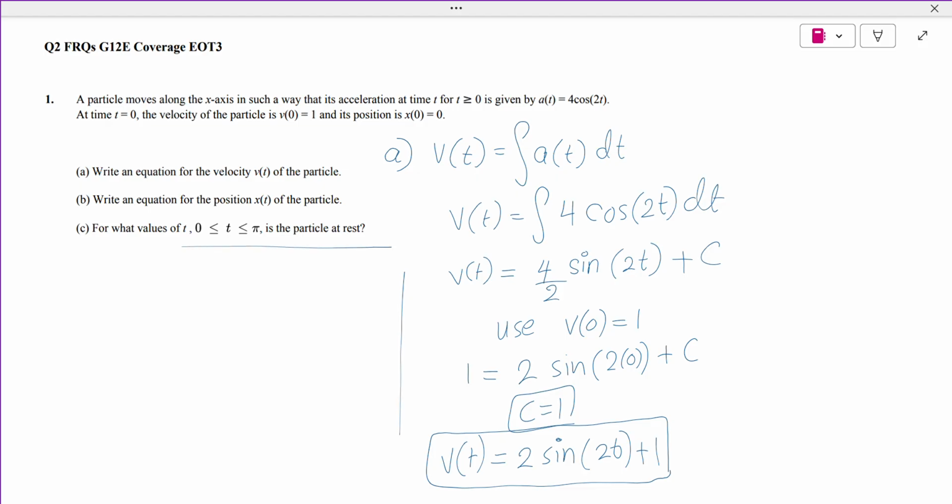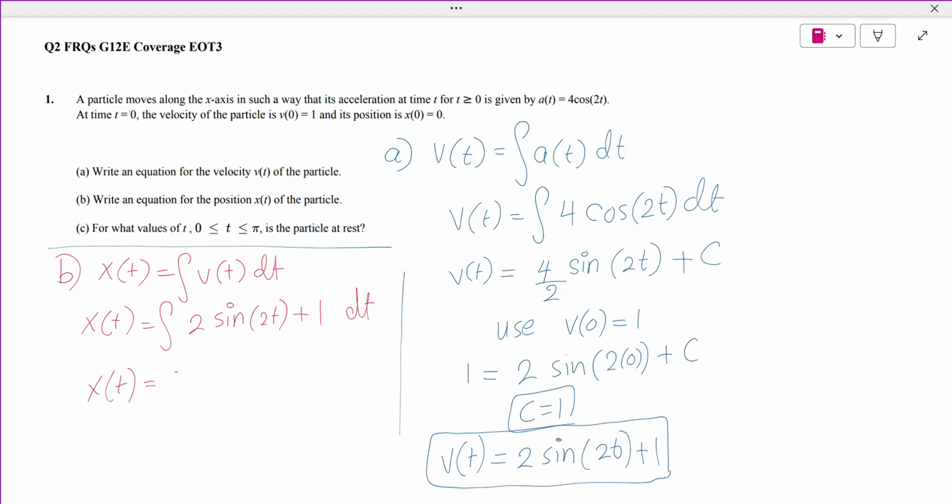Let's do part B here. Part B says write an equation for the position x of t of the particle. Well, the position x of t is given by the integral of v of t dt. So x of t is given by the integral of the amount we got in the previous part, which is 2 sine of 2t plus 1 dt. Now we can integrate, okay? So x of t is equal to 2 is a coefficient, leave it.